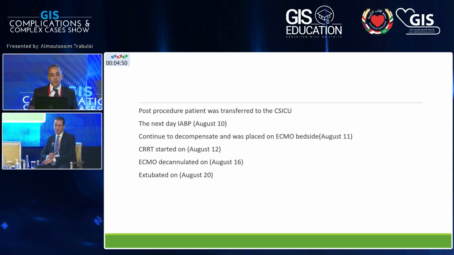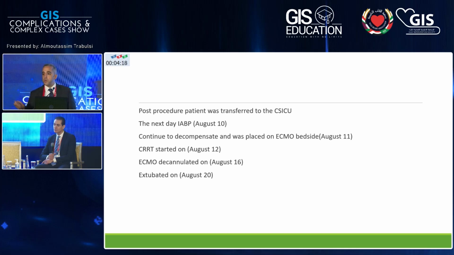However, the next day he was a little bit hypotensive. He had the sheath in, so they exchanged it for an intra-aortic balloon pump, and that was on August 10th. August 11th, he continued to decompensate. He was hypotensive. His lactate started going up. And at that time, actually, the surgeon was not available. He was in the OR, so I had to put him on ECMO at bedside. And he remained on ECMO almost for 4 days for support. CRRT started August 12th. And then we started the weaning process August 16.